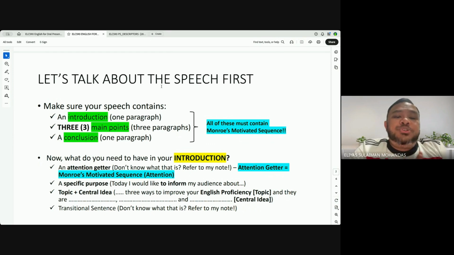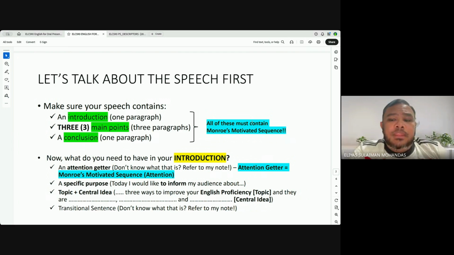Make sure that you have an introduction, make sure you have 3 main points, and make sure you have a conclusion. So all in all, 5 paragraphs. 1 paragraph for the introduction, 3 paragraphs for the 3 main points, and 1 paragraph for the conclusion. All of these must contain Monroe's motivated sequence. It's simple. Must contain, and you go accordingly: attention, need, satisfaction, visualization, and action, following the sequence.